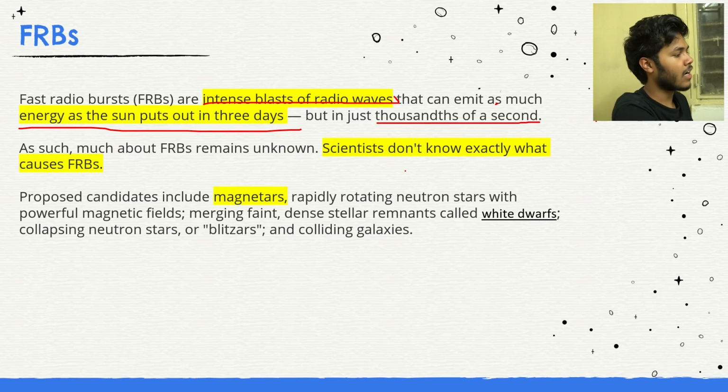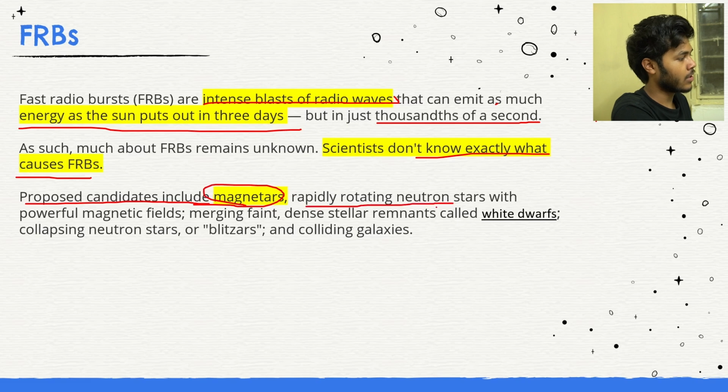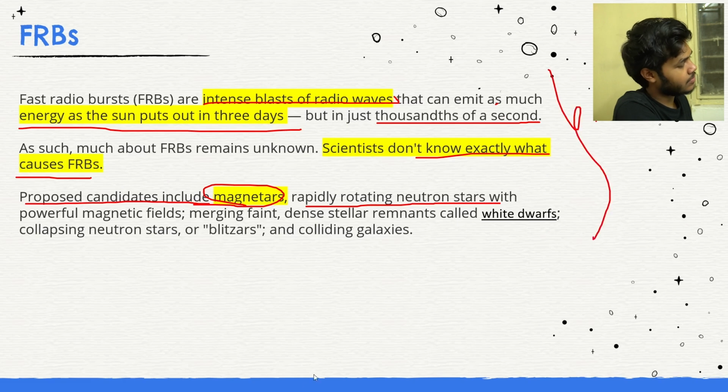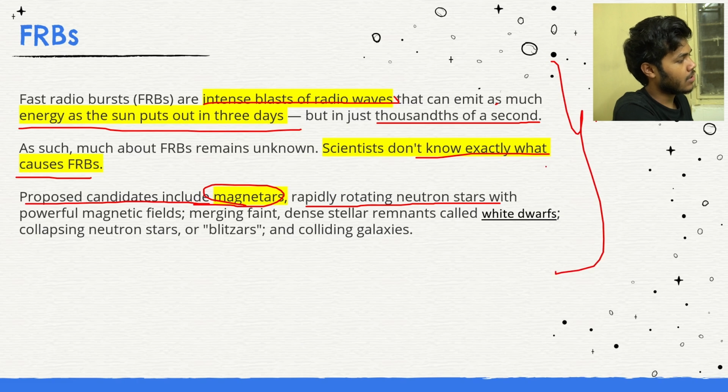And we don't exactly know what causes FRBs, but the major proposed candidates include magnetars, which are rapidly rotating neutron stars with powerful magnetic fields. So this is still a topic of research, and research is going on in this topic.